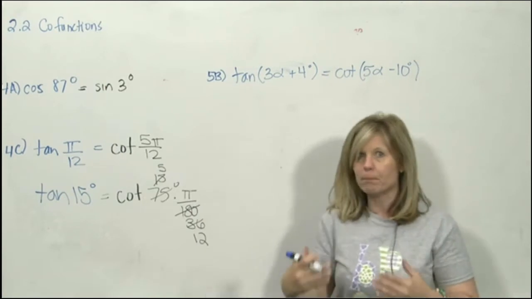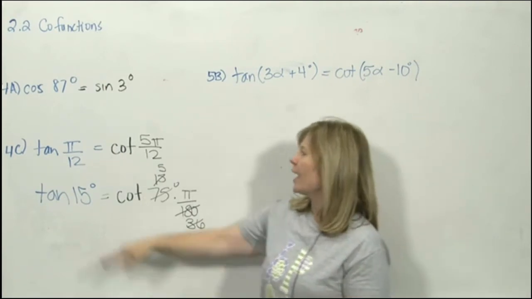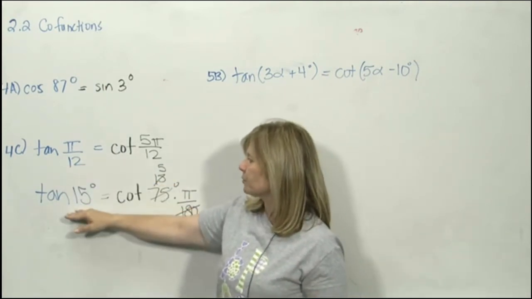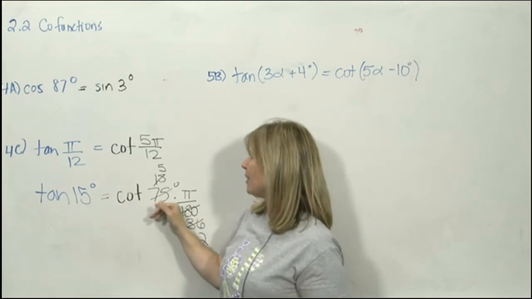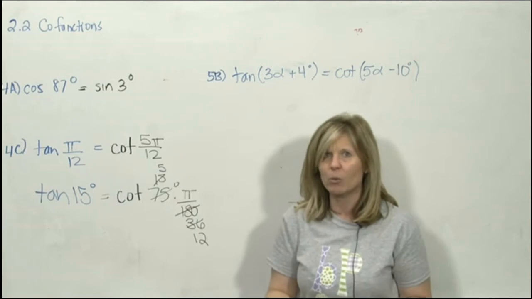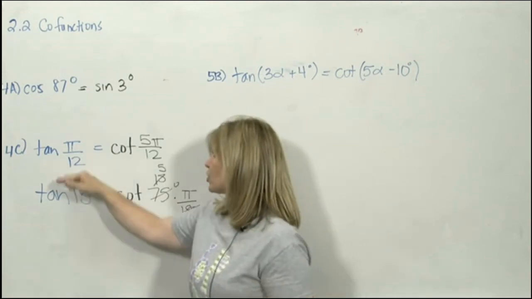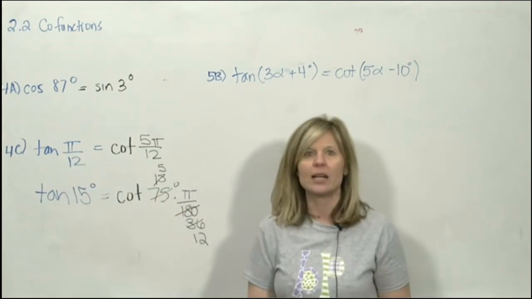Now that's the way most of you would approach it. You would change radians into degrees. Then you would figure out what I have to add to 15 to make 90, and then you would change it back. That's an awful lot of work. Why couldn't you just, from radians, change it into radians?